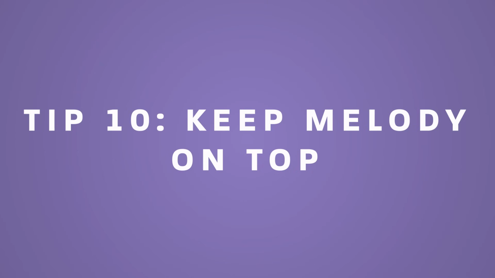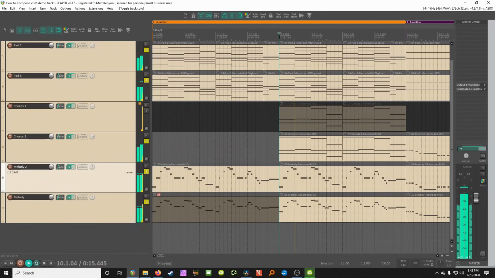Tip number 10, keep the melody on top. The human ear naturally gravitates toward the highest discernible pitch, which is why most melodies are above every other element in the arrangement. Listen to what happens when I take this melody and I transpose it down an octave so that it's in the same register as the supporting harmony. Now listen to how much more challenging it is to hear.